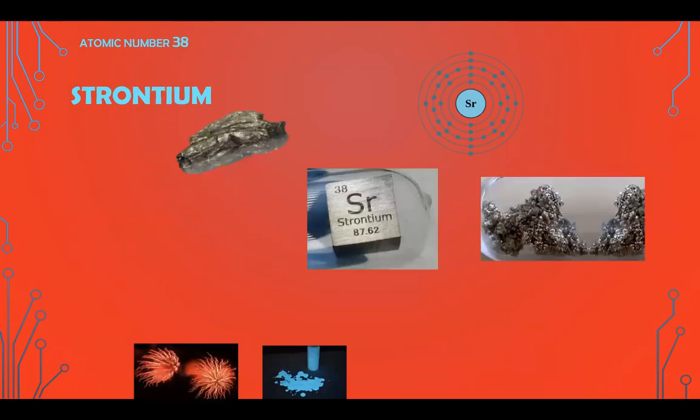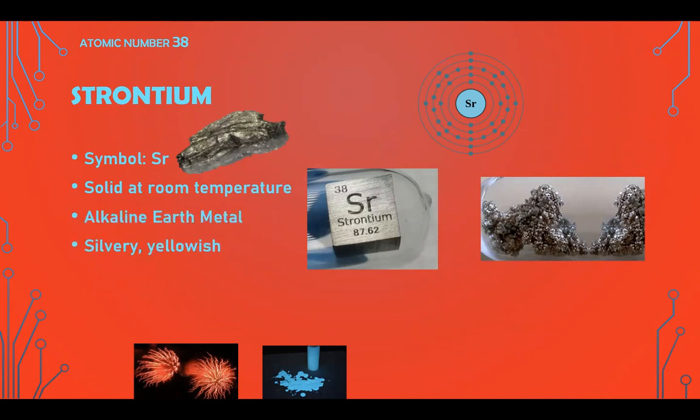Now we come to strontium. Strontium symbol is Sr. It's a solid at room temperature, and what comes after alkali metals? Well, the alkaline earth metals. Strontium has a silvery yellowish appearance. Yeah, it kind of has a yellowish tint, right? Regardless, strontium has a silvery yet yellowish appearance. It has a yellowish tinge to it.